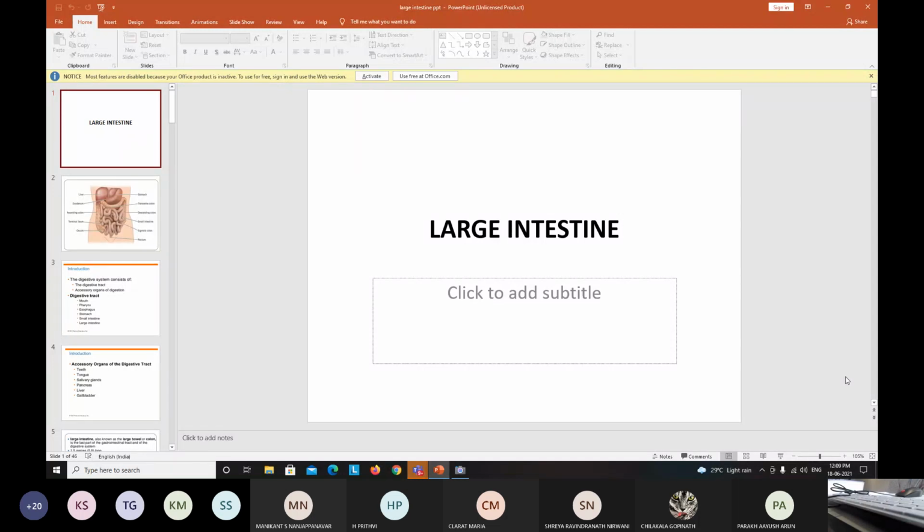Yes, sir. We'll start with some slides first. Then, because there is some technical problem with their camera, I will show the specimen. Can I start? You had the last class, I think Veena madam has taken the large intestine. I will show some slides, and afterwards, since there is a technical problem with the camera, I will show the large intestine specimen.